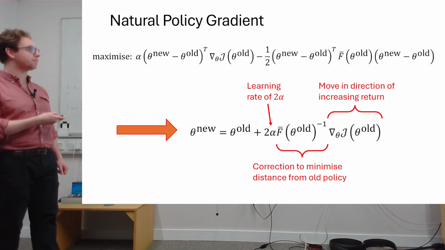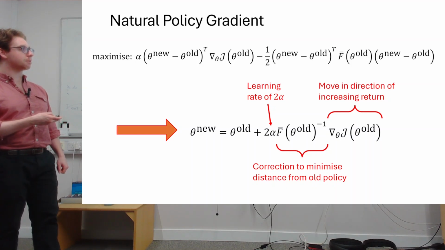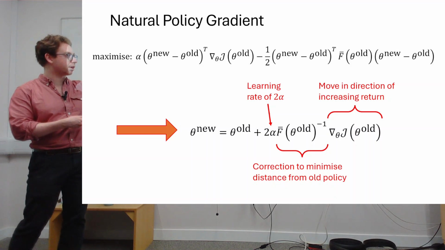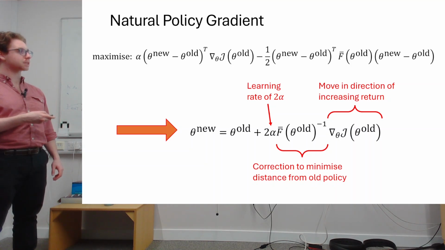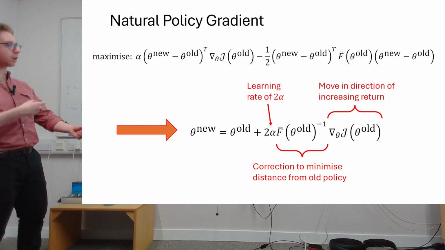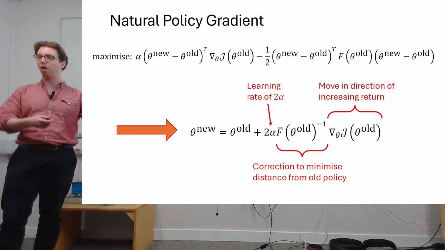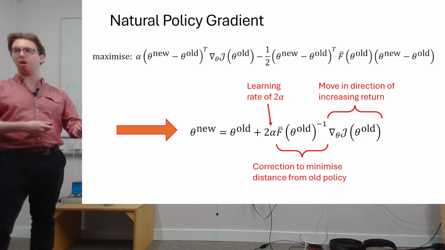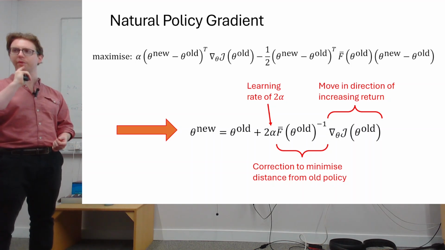And the inverse of this Fisher information matrix basically translates from an update in parameter space, which is what you get from the policy gradient, the term on the far left, to an update in policy space instead. So it's translating between a parameter space update and a policy space update, so that you're performing an update in the space of policies to keep the policies close to one another. Does that make sense? Any other questions?